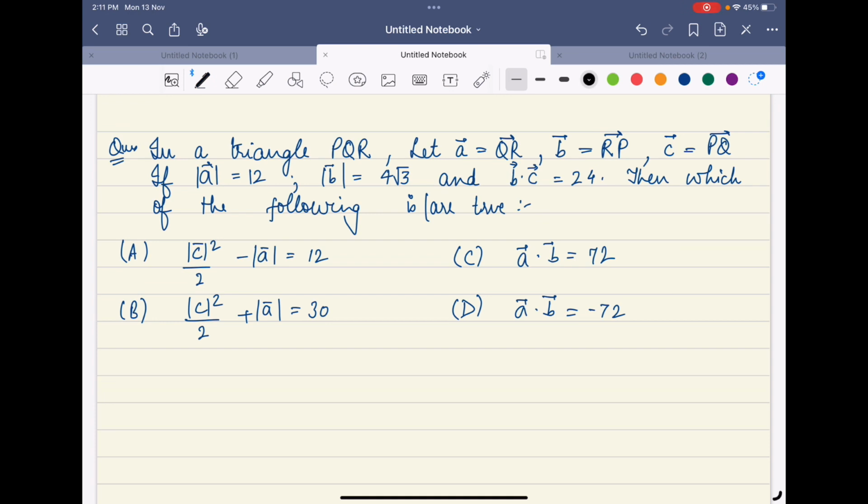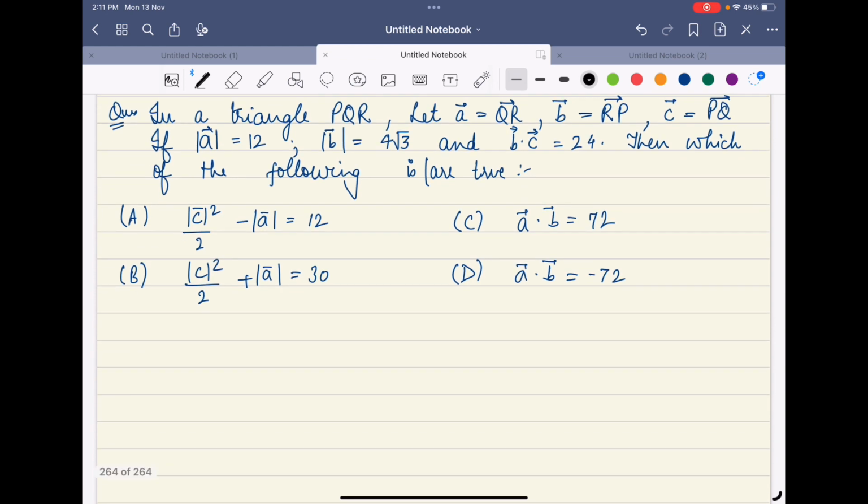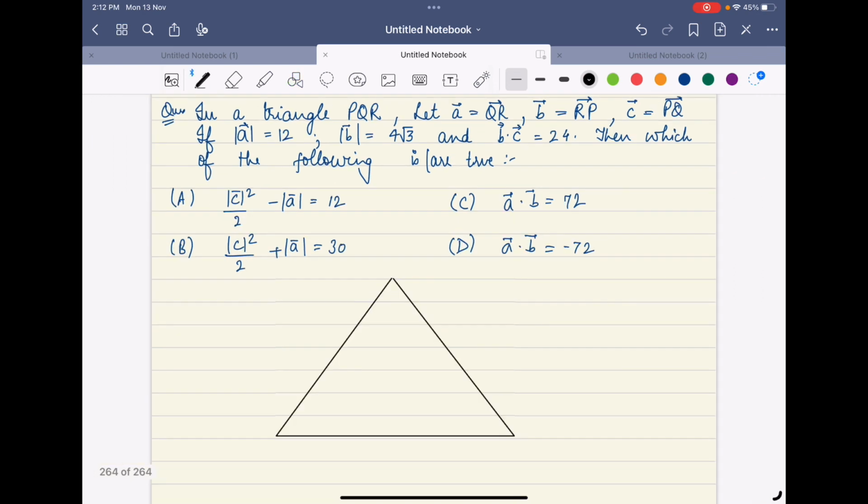Let's take the first question: in a triangle PQR, it is given that vector A is equal to vector QR, vector B is equal to vector RP, and vector C is equal to vector PQ. Also, if modulus of A is 12, modulus of B is 4 root 3, and B dot C is 24, then which of the following is or are true? It may be more than one option is correct. There are 4 options. Let's see how to handle this question now.